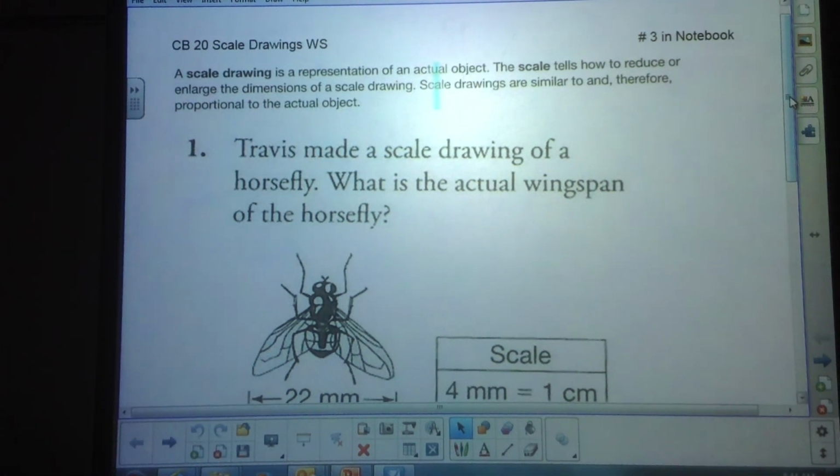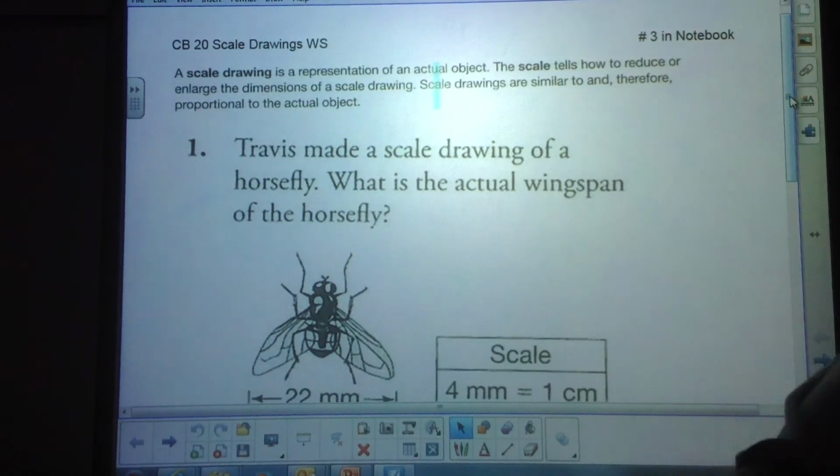All right, we're going to go ahead and continue scale drawings. And a scale drawing is kind of like a map. You have a map, and obviously the map is not as big as the terrain that it covers or the earth that it covers, so you have to have a scale. Or you have to have something showing you, hey, this represents 1 inch, for example, represents this much land or this distance.